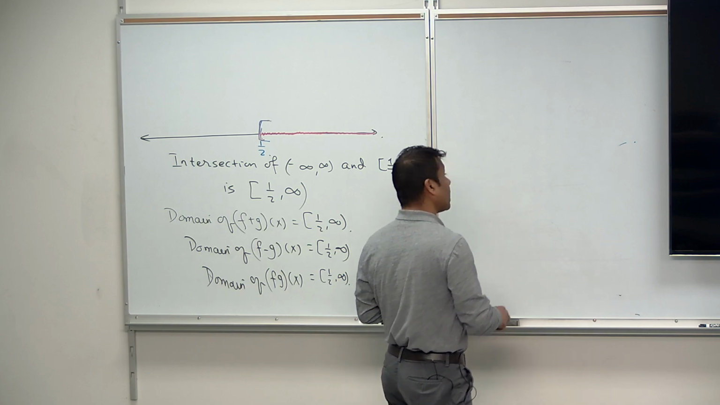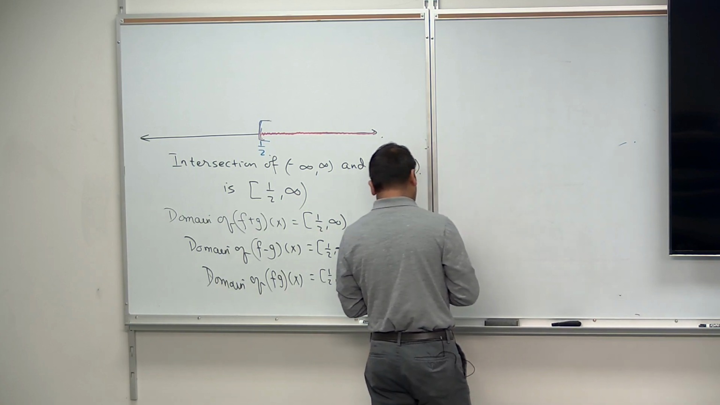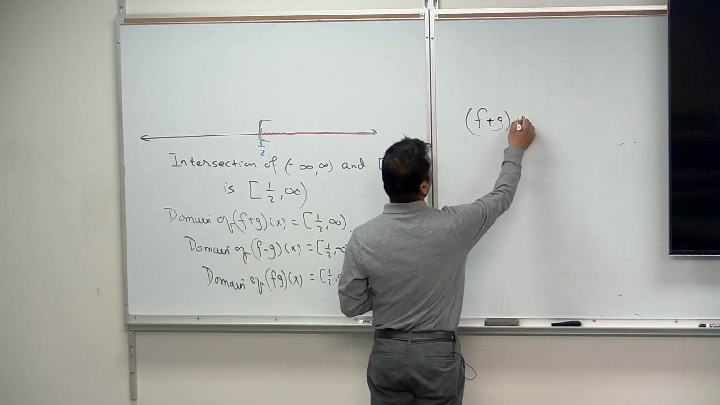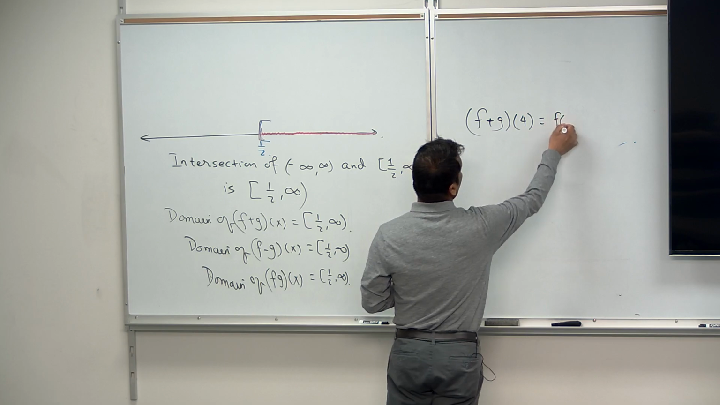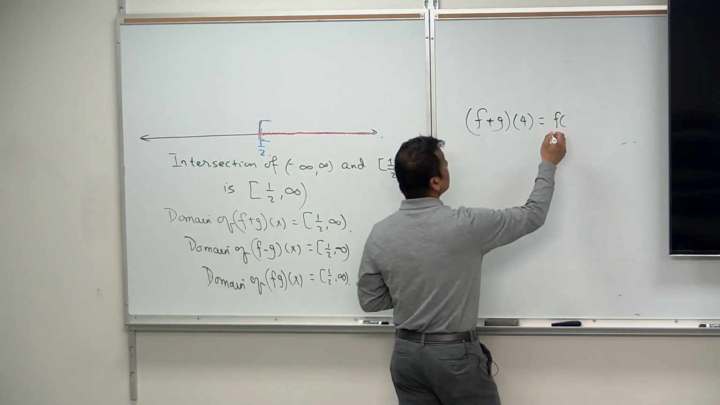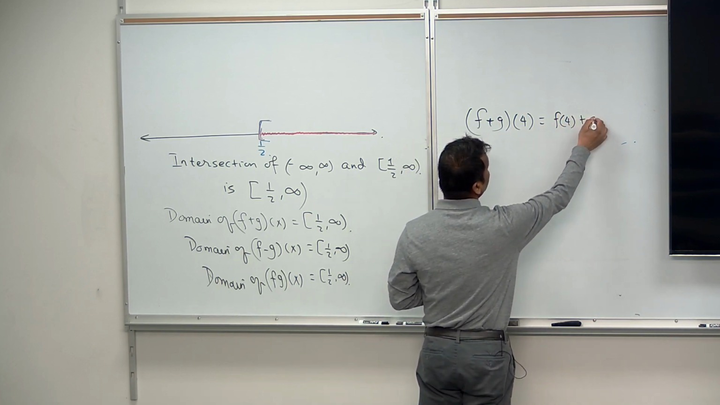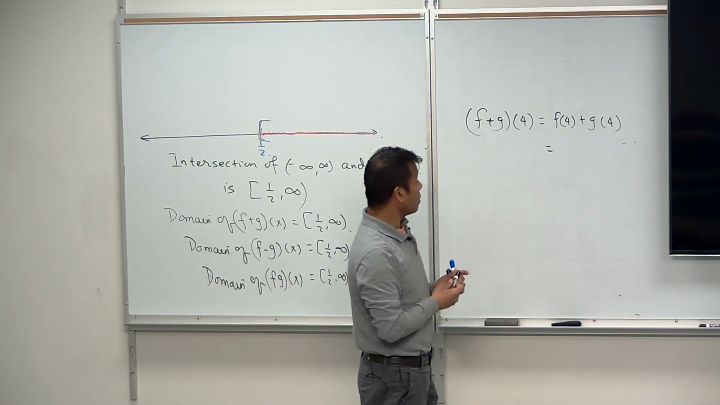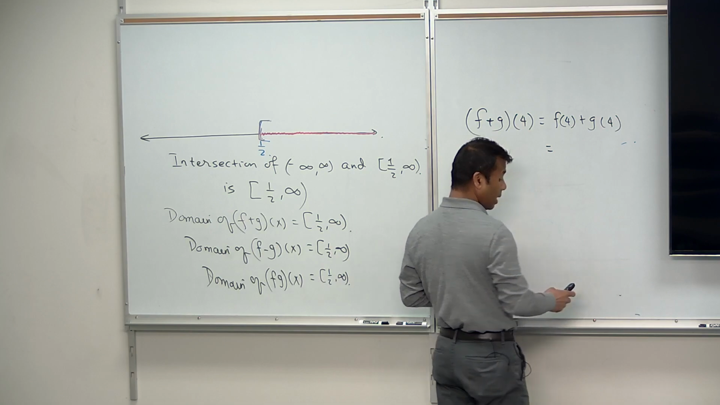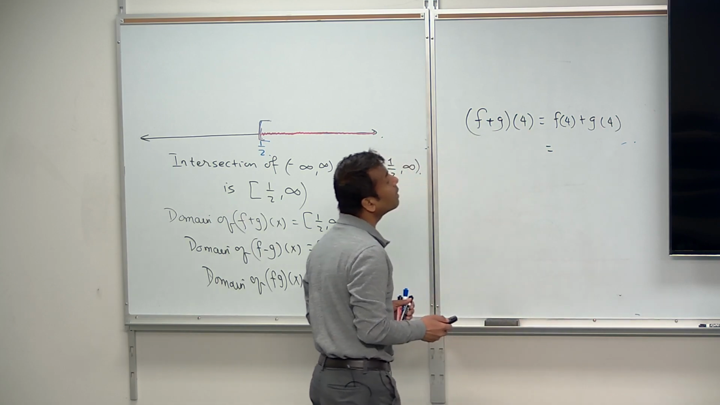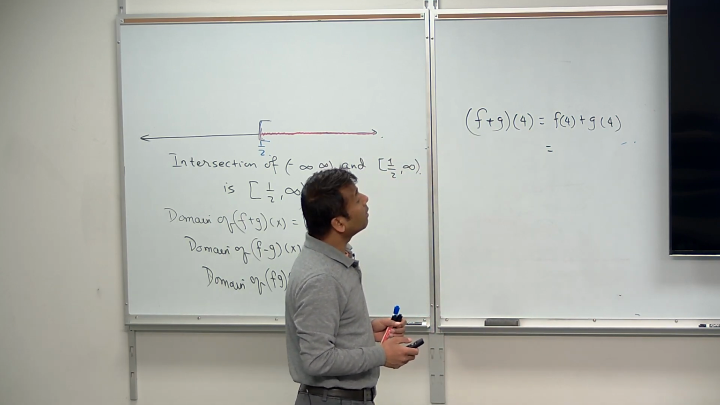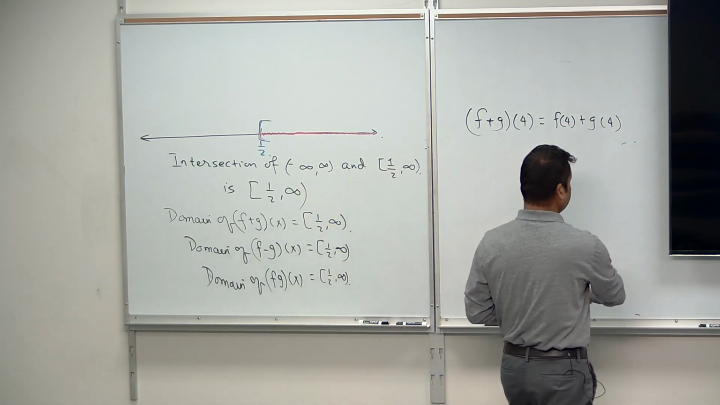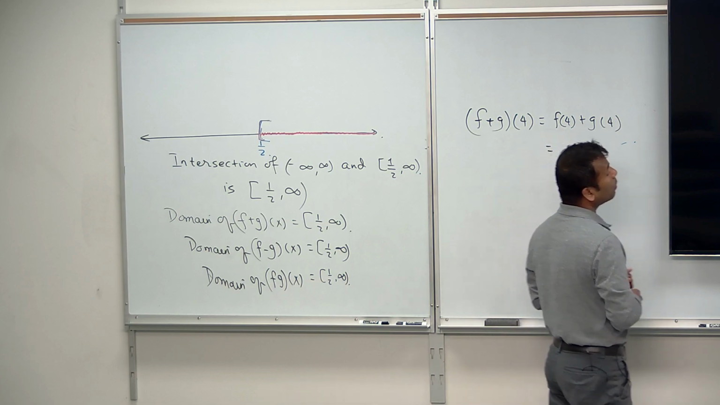Look here, you need to find out f plus g of 4. So f plus g of 4, by definition, is the same as f of 4 plus g of 4. Is that right? So now look at the slides, okay? If you look at the slides, what is the value of f of 4?